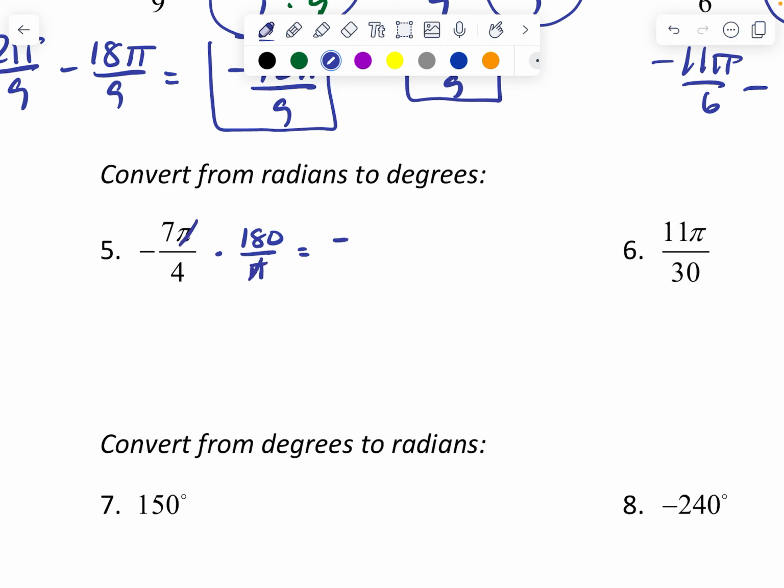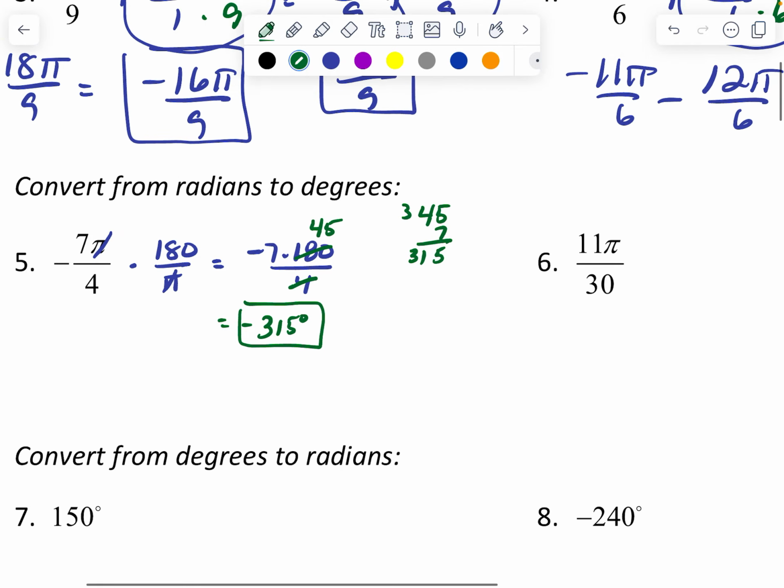So you're going to have negative 7 times 180 all over 4. Now, again, please don't multiply the negative 7 and the 180. Instead, 4 goes into 180 45 times. And then if you multiply 45 times 7, if you need to do that on the side, 45 times 7, that's 35, carry the 3, 28, 31. So it's going to be negative 315 degrees.